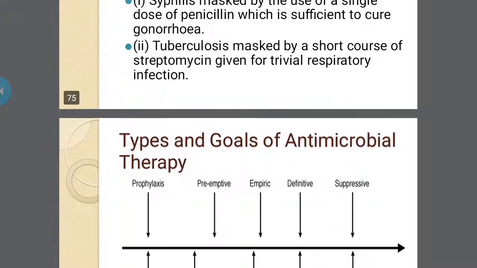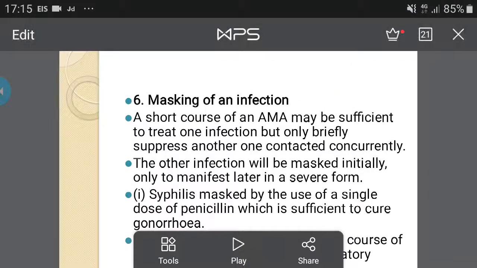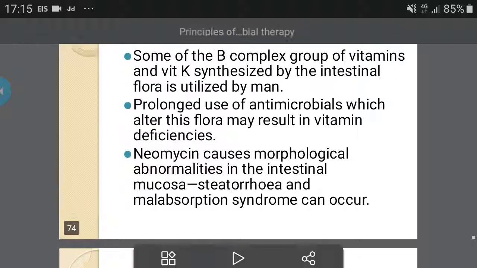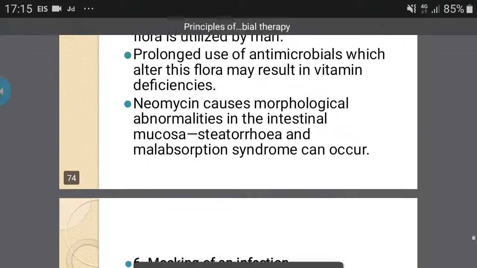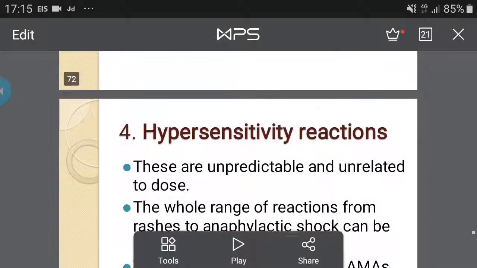So types and goals of antimicrobial therapy. So these are the problems of antimicrobial therapy. Indiscriminate use can cause nutritional deficiency, masking of the infection, hypersensitivity reaction.